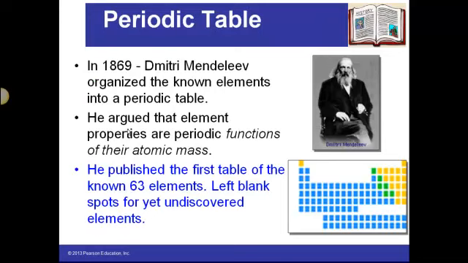So Dmitry Mendeleev was the first person to put together a periodic table of the elements, and he argued that the elemental properties are periodic functions of their atomic mass. And he first published his first table of the 63 elements that were then known. So you can see we've discovered many elements since 1869. He was able to predict for spots of undiscovered elements at that time based on their atomic masses.